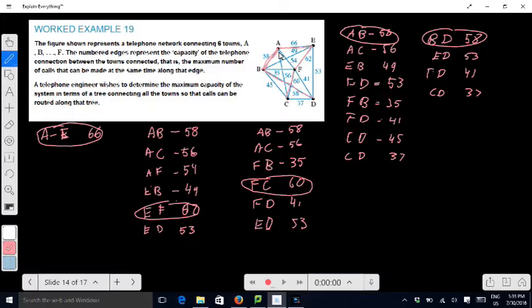So there's my maximum spanning tree now. So maximum capacity would be 66 plus 62, I think that was, plus 60, 58, 58. So if I add them all together, it equals 304.